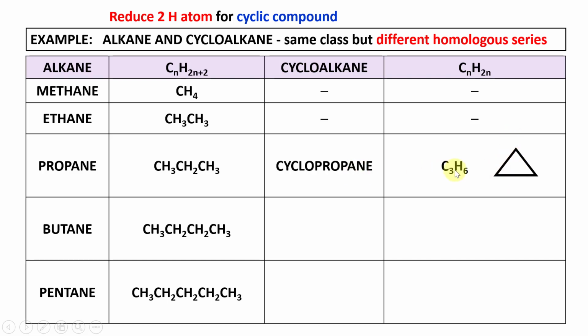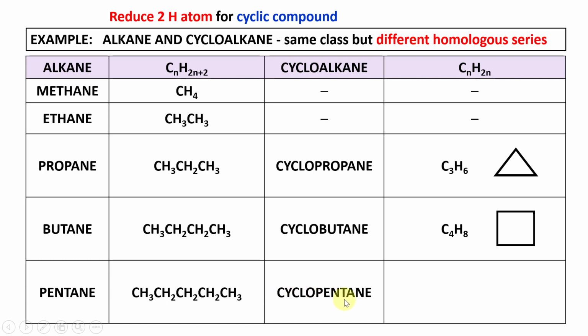This is the general formula for cyclopropane, which is C3H6, and in the skeletal form, we can see that it has a triangle shape. For butane, it will become a cyclobutane with four carbons, so it will give us a square shape. For pentane, cyclopentane, so it will give us a pentagon shape.